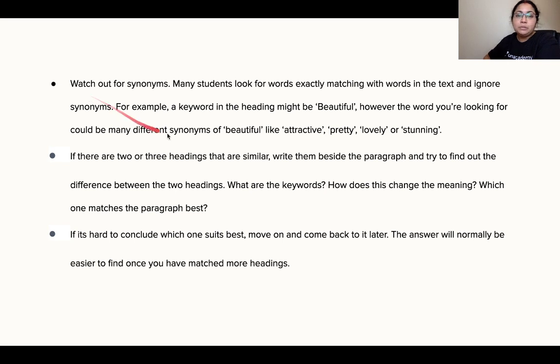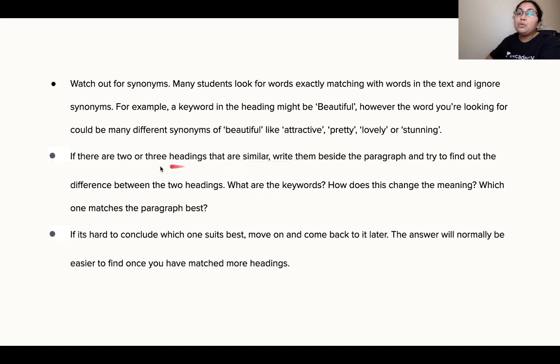For example, you find the word beautiful in the question, but you're trying to look for the same word beautiful in the paragraph, which is impossible. Instead, think about the synonyms right there when you're marking that keyword. It could be given as attractive, pretty, lovely, stunning, or any of these.